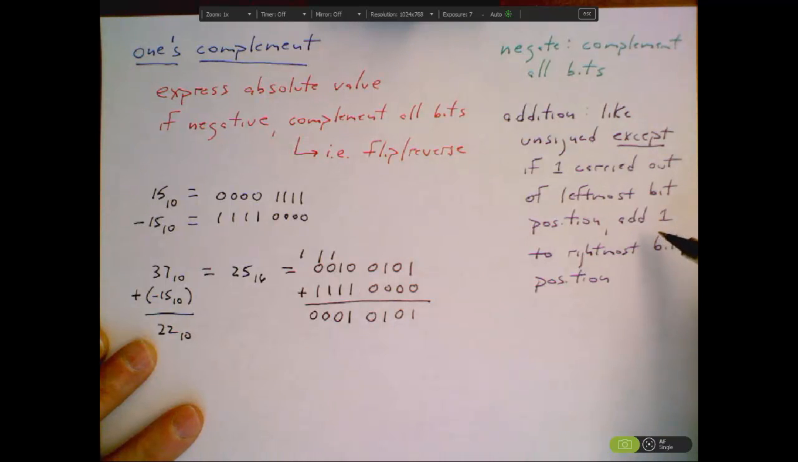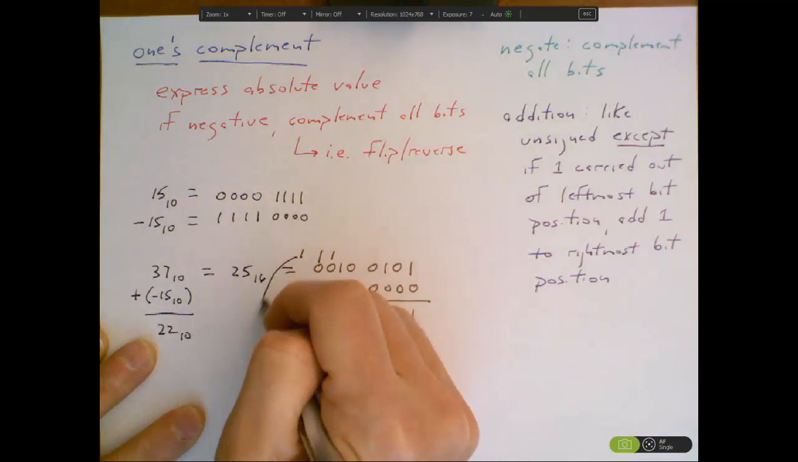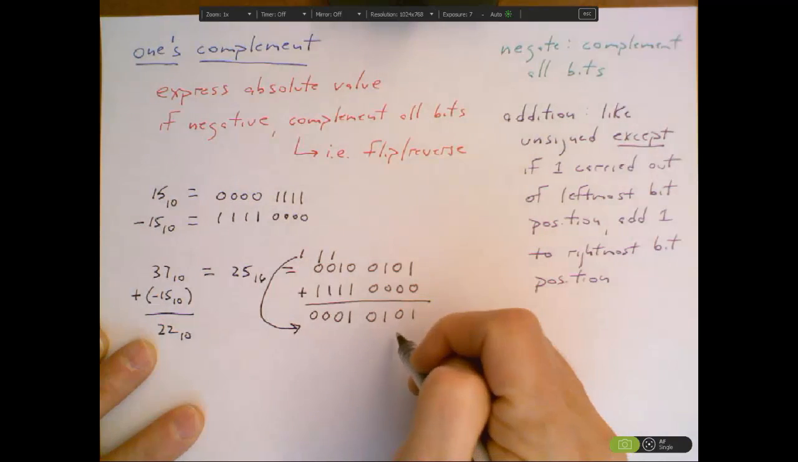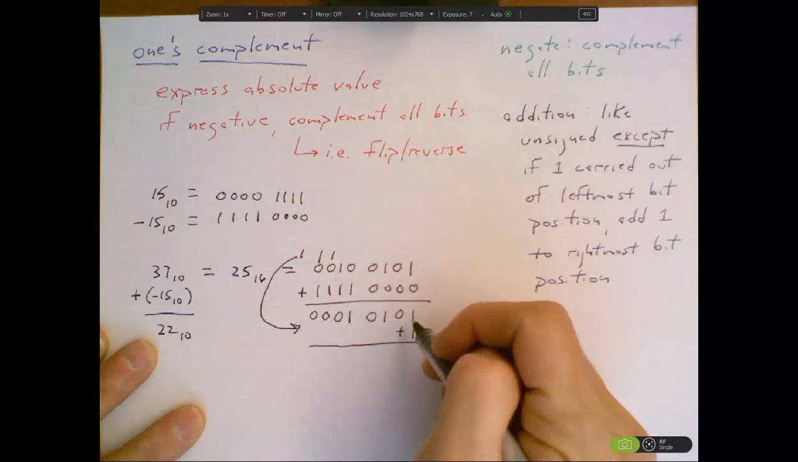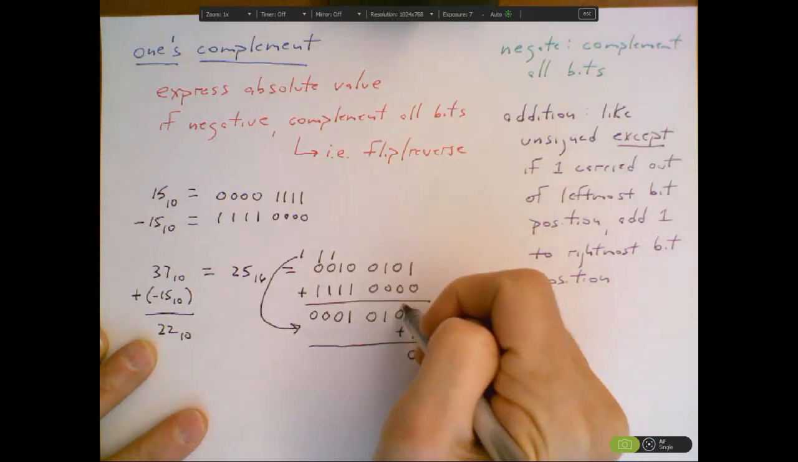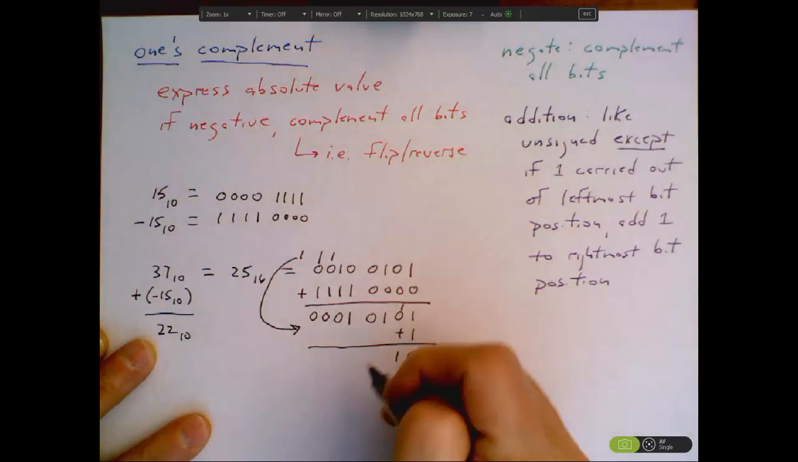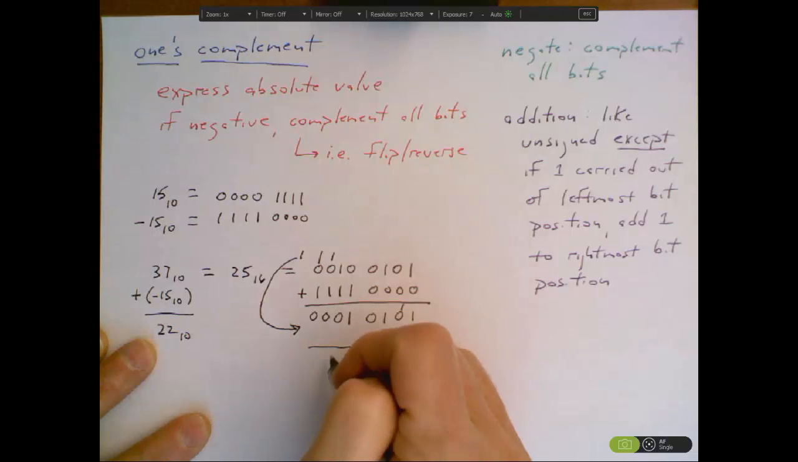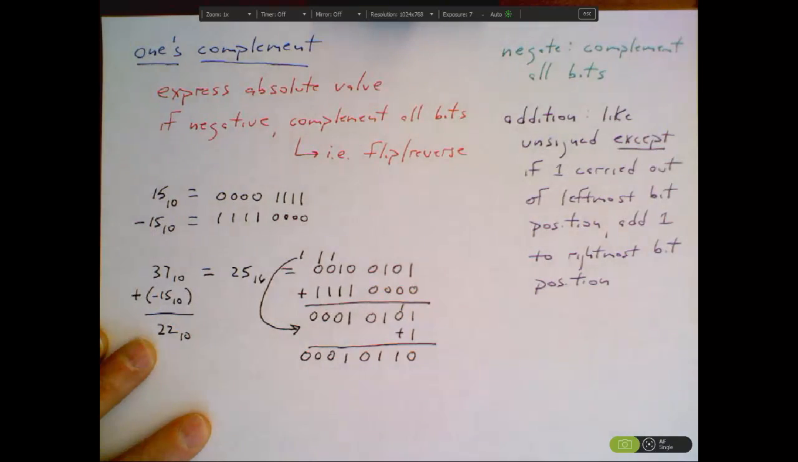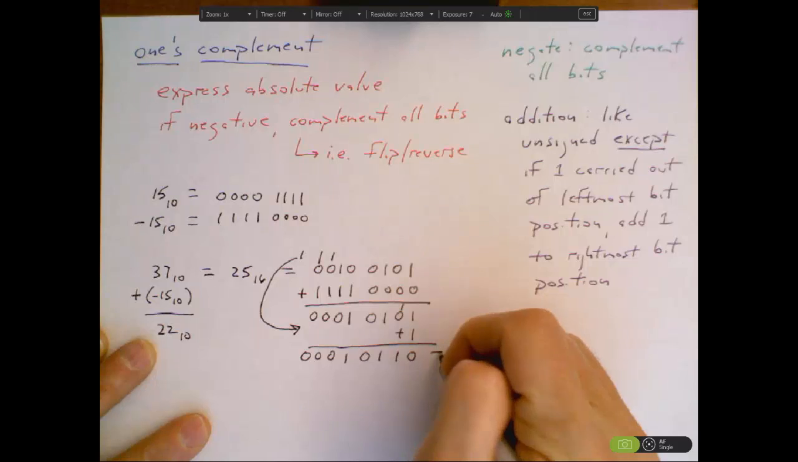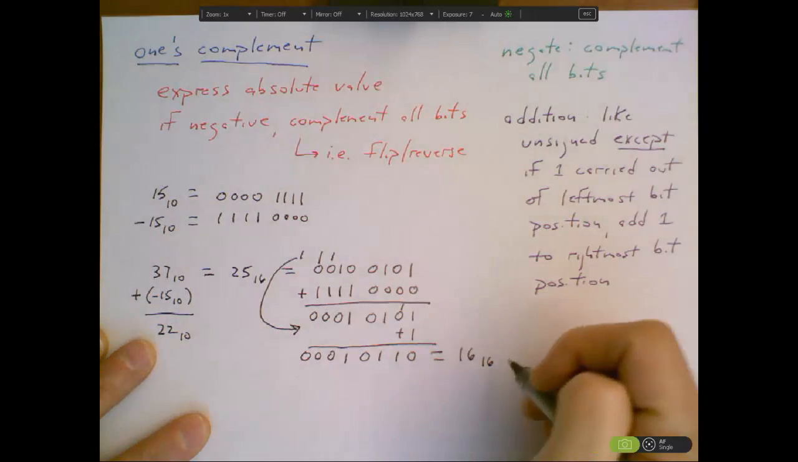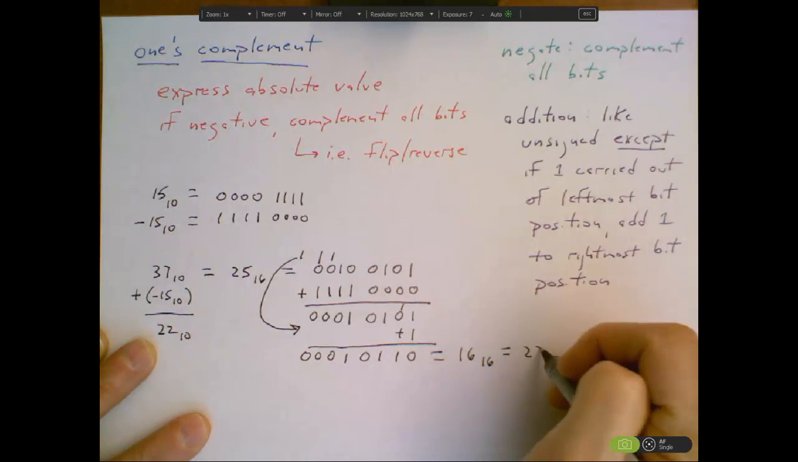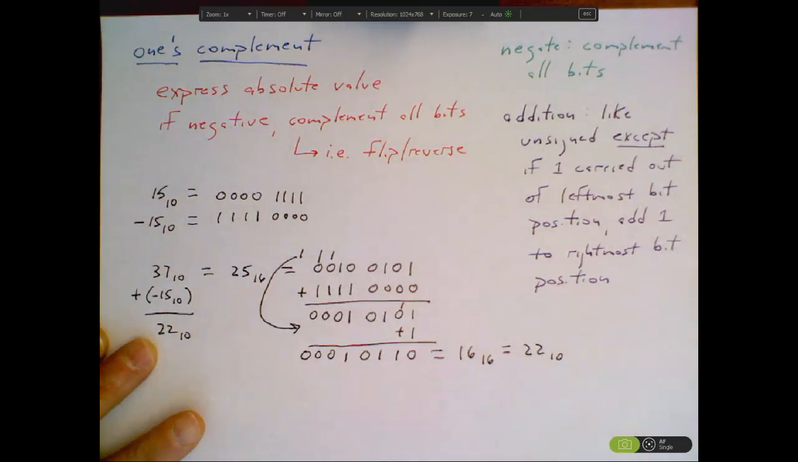So when we get a carry out the left, we have to add 1 to the rightmost bit position. So this carry bit comes around here and gets applied. So now we get a 1 and a 1 is a 0, carry a 1, that's a 1, and these bits will be copied down. Okay, and what is that? That is 1, 6 in base 16, which is the expected answer of 22 in base 10.